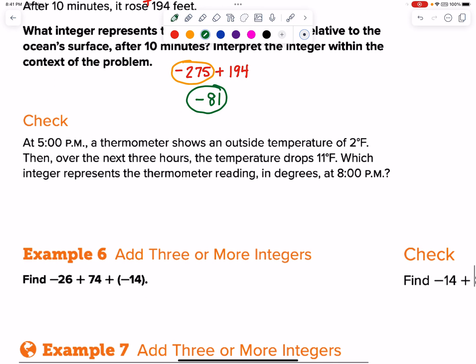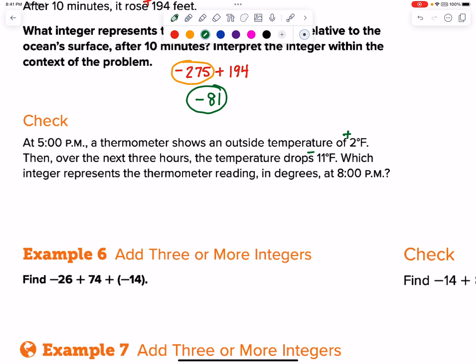Okay, next one, let's go ahead and do a check. At 5 o'clock p.m., a thermometer shows an outside temperature of 2 degrees. Is that positive or negative? And then over the next 3 hours, it drops 11. What's drop mean? Good, if you said negative. Which integer represents the thermometer reading now at 8 o'clock?